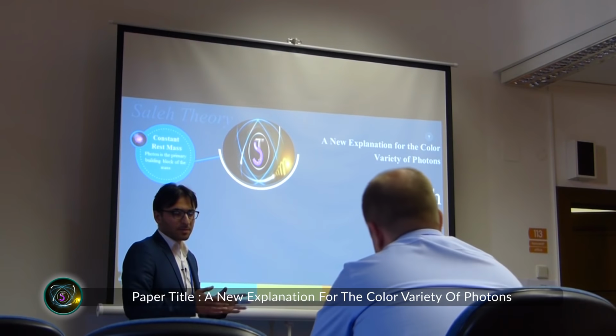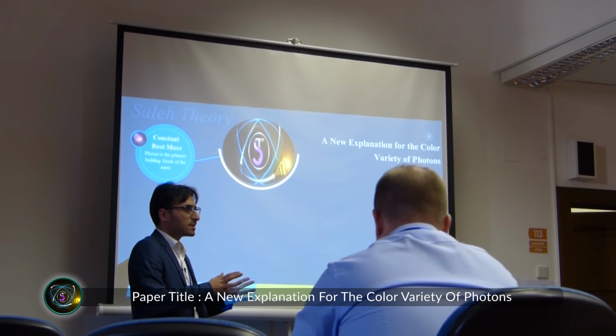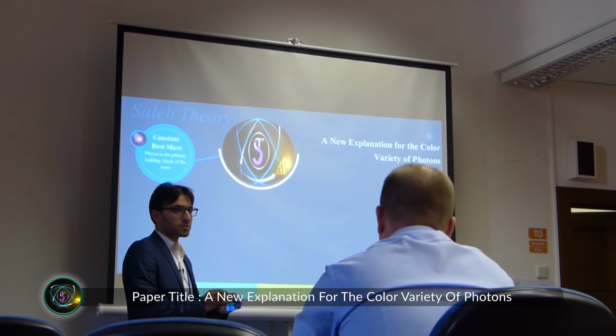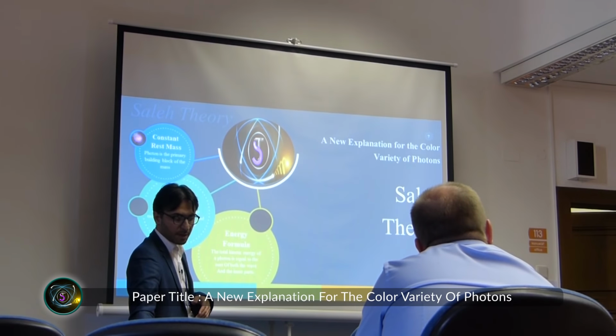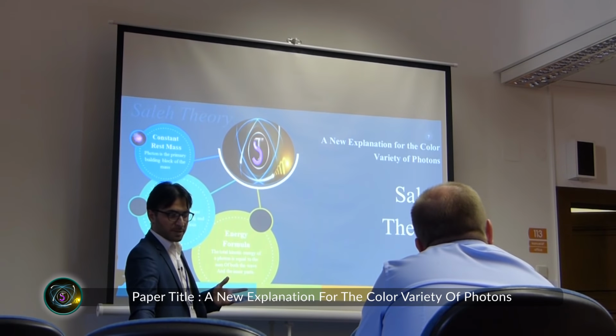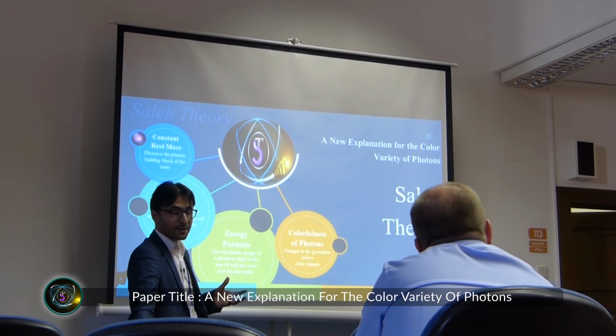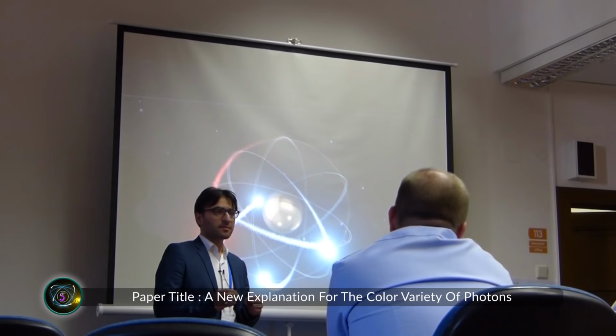So our solution is to assume the mass of the photon is constant. After the helical motion of the photon, we will offer a solution for calculating the energy of the photon, and an explanation about the color variety of the photon. The color variety of the photon is due to the internal energy of the photon.